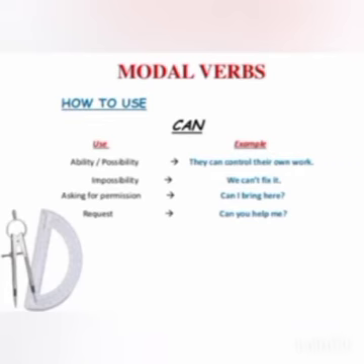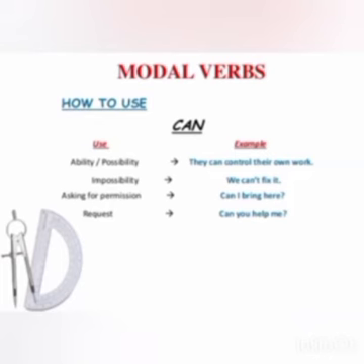Next, it talks about the impossibility. We cannot fix it. That means you're talking about what ability is not there. So you have turned it into a negative sentence also. Another thing for which can is used is when you are asking for permission. Can I bring here? So you are asking permission. And can is also used when you are requesting. Can you help me? So in all these situations, in all these moods, this modal verb can is used. I hope this is clear to you all.